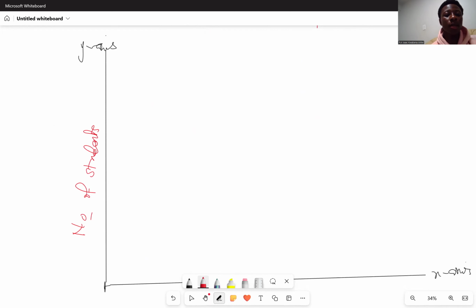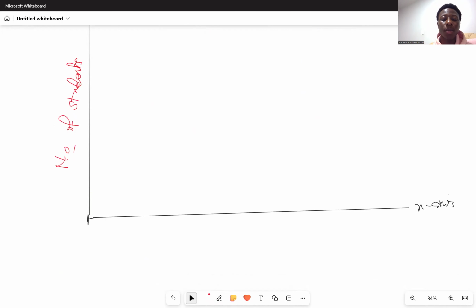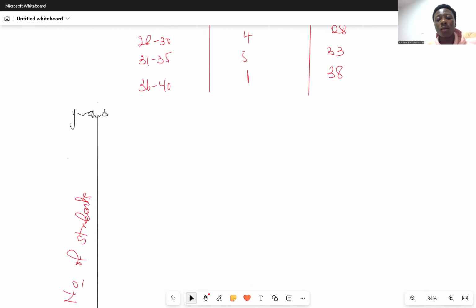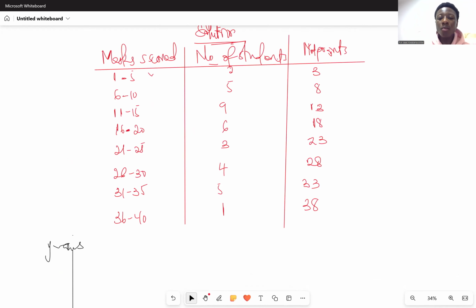Normally I encourage that you stick with the question. Then the x-axis is what? Marks scored. You don't scale it. But the frequency, you have to scale it. So if we look at the entries we are having, we use that to produce a scale. Over here, you can see that the highest number we find here is 9. And the least number we find here is 1.